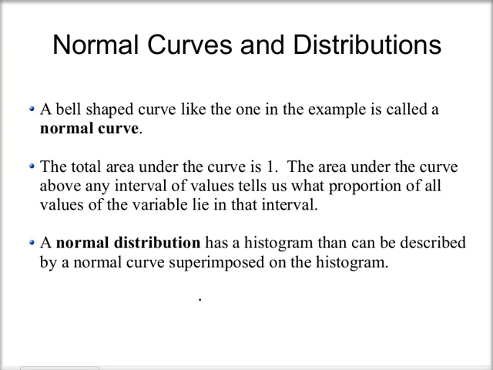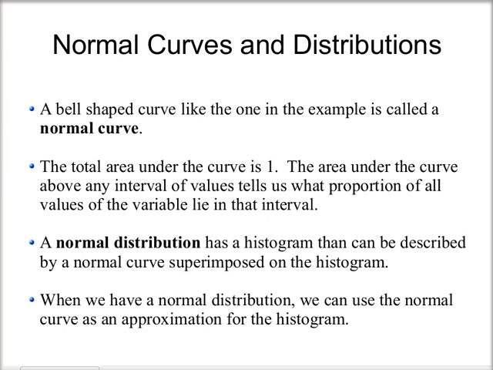A normal distribution has a histogram that can be described by a normal curve superimposed on the histogram. So any distribution that's got a nice shape like that is a normal distribution. And then when we have a normal distribution, we draw the normal curve over it as an approximation for the histogram. So let's take a look at an example of that.